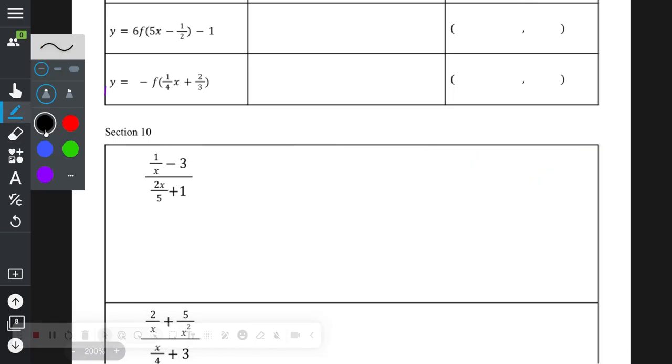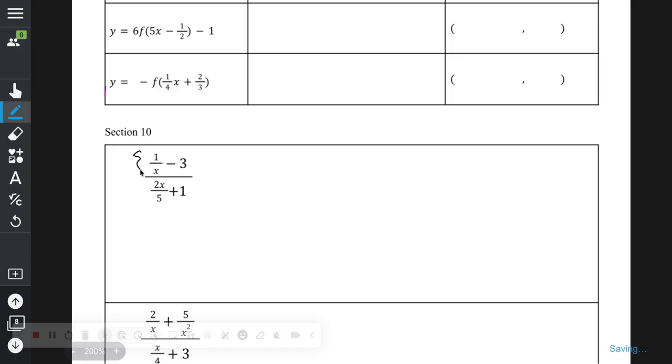Another method, which I know a lot of you are going to try or are kind of loyal to, is doing 2 separate problems, this problem and that problem, and then doing keep, change, flip when you divide. To subtract these, you need a common denominator. So this one needs an x and that one needs an x.